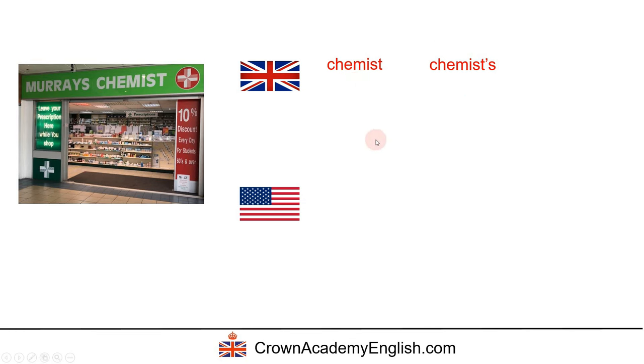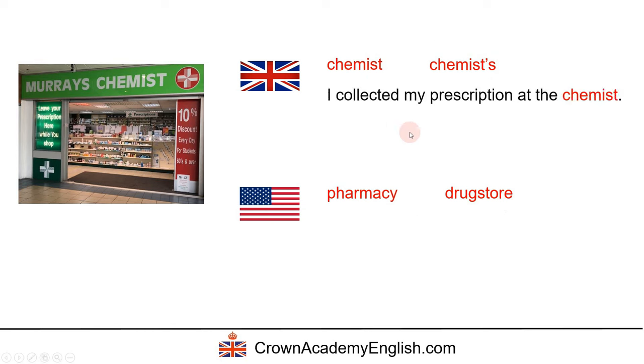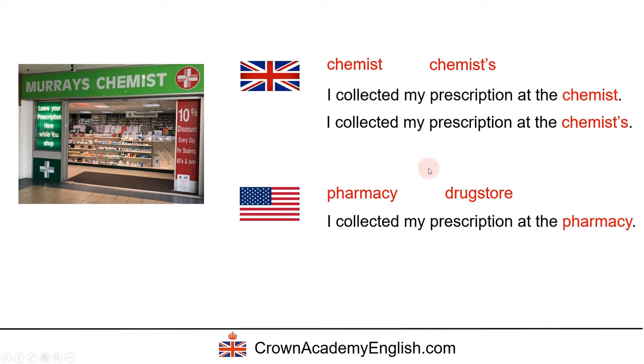And in American English, they call it a pharmacy or a drugstore. Drugstore. So example, I collected my prescription at the chemist. Or I collected my prescription at the chemist's. And in America, you would say, I collected my prescription at the pharmacy or at the drugstore.